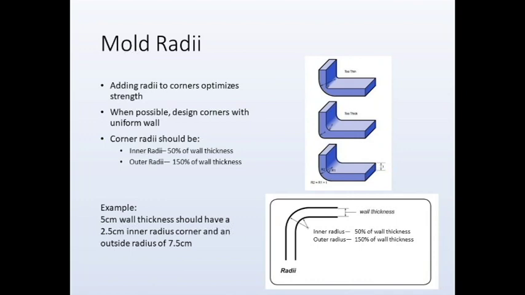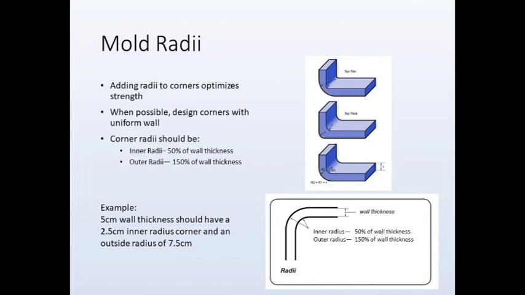What I mean by that is we take the wall thickness, multiply it by 50%, and use that as a guide for our inner radius. We take that same wall thickness, multiply it by 150%, and use that as our outer radii. For example, if we take a 5 centimeter wall thickness, we should have a 2.5 centimeter inner radius corner and an outside radius of 7.5.